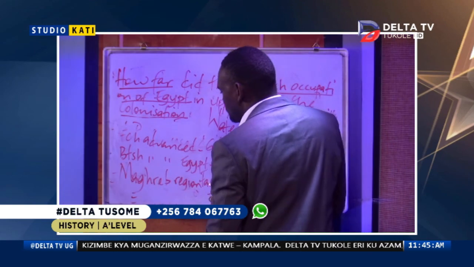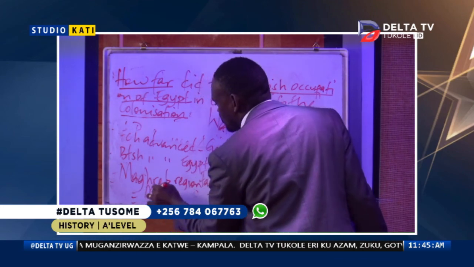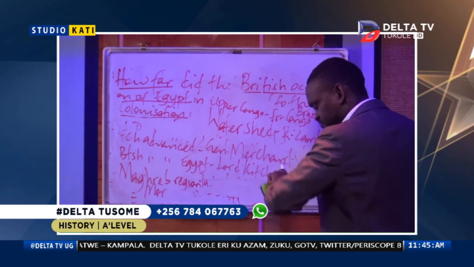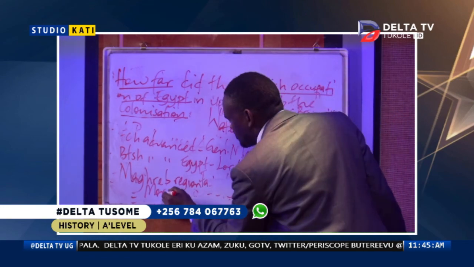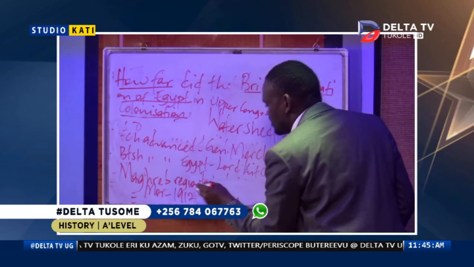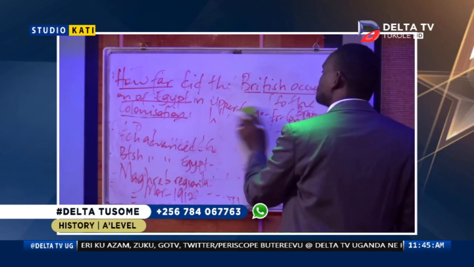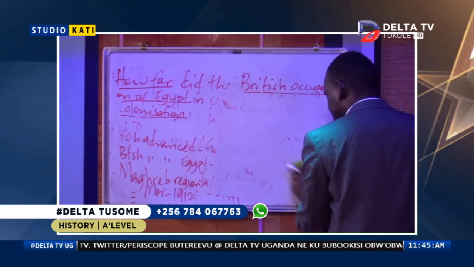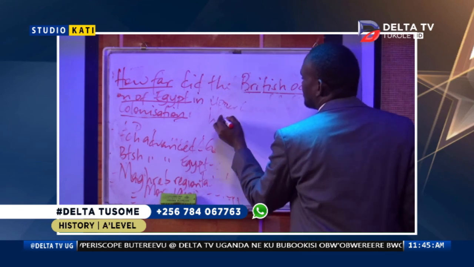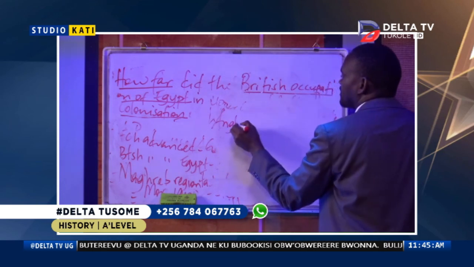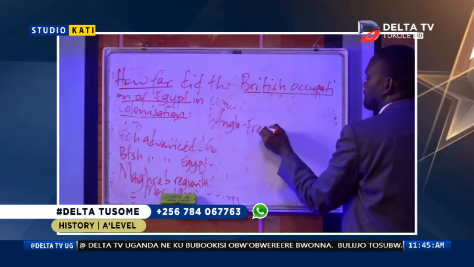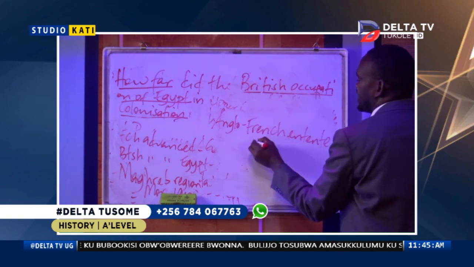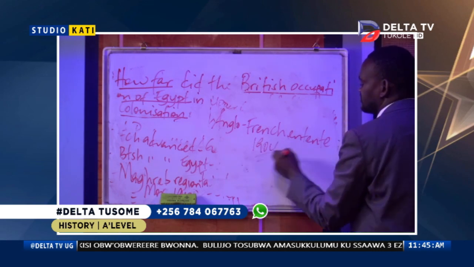And when we talk about the Maghreb region, our focus will be on Morocco. The French occupied Morocco in 1912. But the occupation of Morocco came about as a result of the signing of the Anglo-French Entente of 1904.